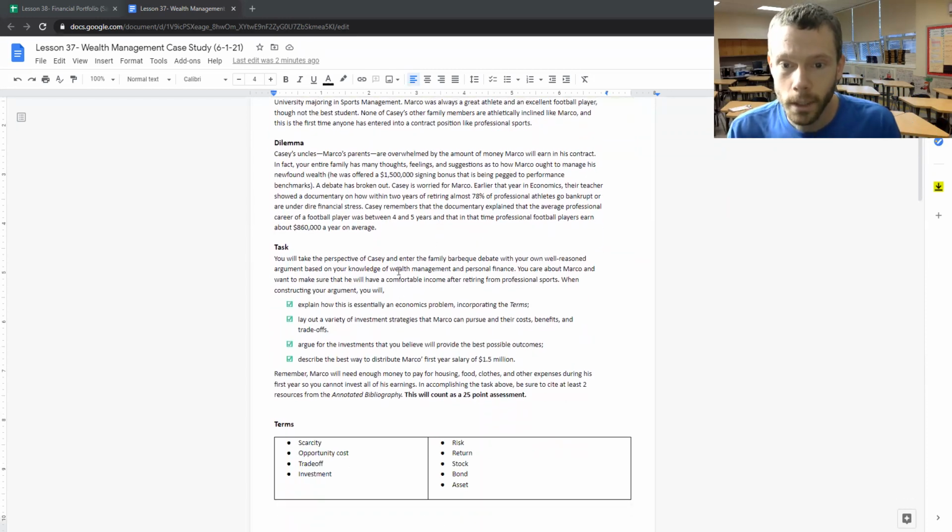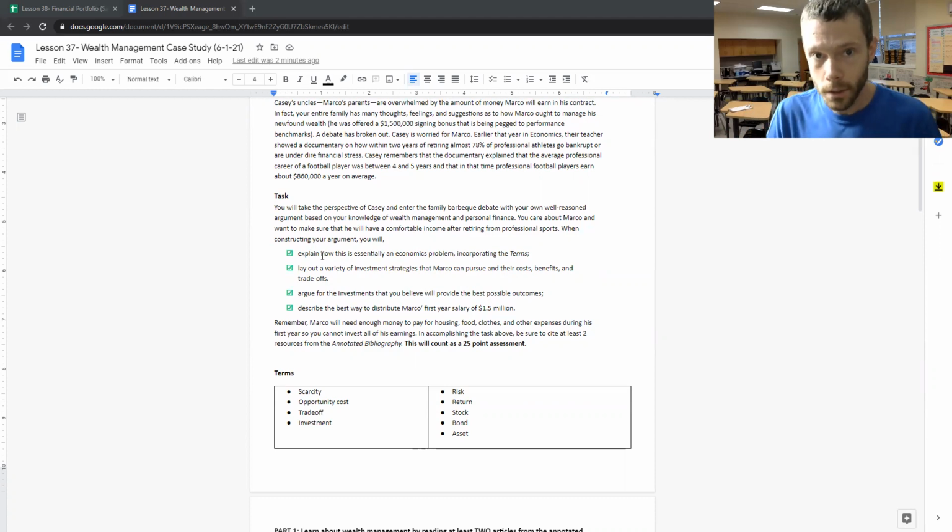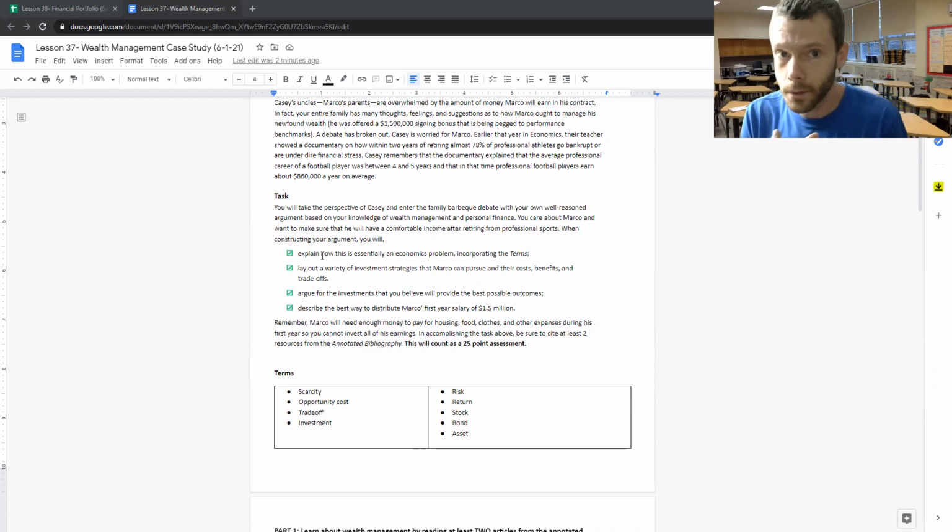So in the task, you're going to take on the perspective of Casey and offer advice to Marco. You want to be able to explain in part 3 how this is essentially an economics problem, right? Really incorporating the fact that because of scarcity, we are forced to make decisions where we evaluate different trade-offs, keeping in mind their opportunity costs to allow us to come up with the best possible decision to really help us maximize our investments. In part 2, you'll lay out a variety of investment strategies that Marco can pursue and various costs, benefits, and trade-offs.